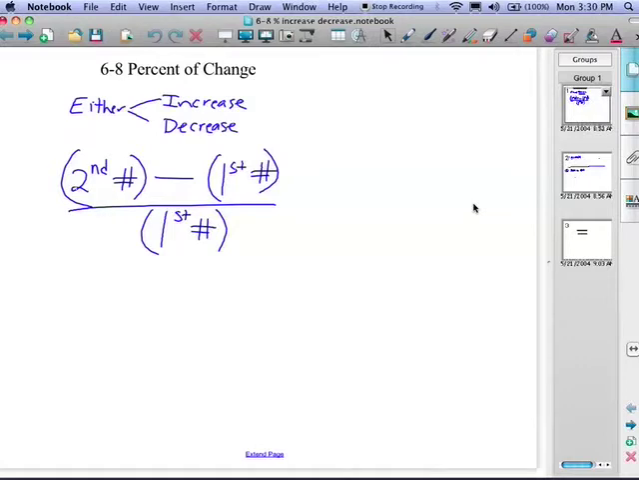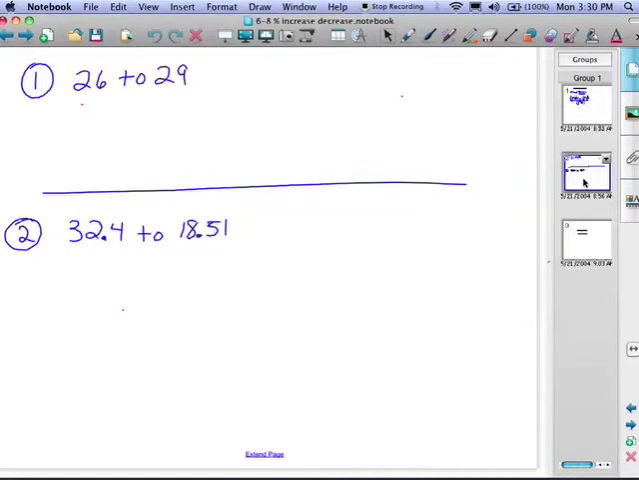You'll do the second number minus the first number, divide that by the first number, and then turn that decimal into a percent. Relatively straightforward, but it's very important to remember that it's always going to be the second number minus the first number divided by the first number. Now, there are two ways to decide if a number is going to be a percent increase or a percent decrease. And we'll actually do a couple of examples, and we'll talk about how we notice this.